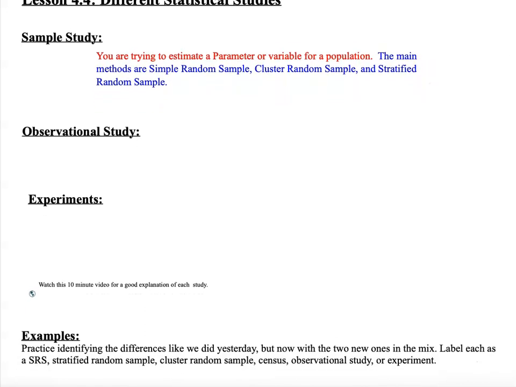All right, so different statistical studies. So sample study is what we've already been talking about. And so a sample study is where you are trying to estimate a parameter or a variable for a population. Just copy down the stuff that's in red. You don't need to copy the blue down. You should already have that in your previous notes. So you're trying to estimate a parameter or a variable for the population. The main methods that we've discussed are simple random sample, cluster random sample, and stratified random sample. Okay, so that's what we did yesterday in lesson 4.3.